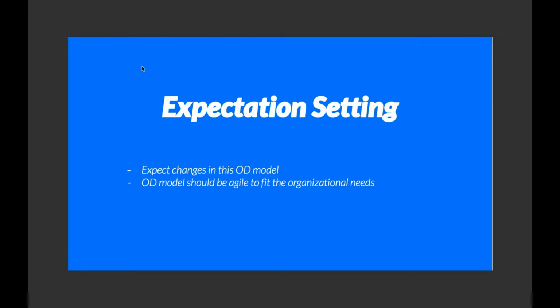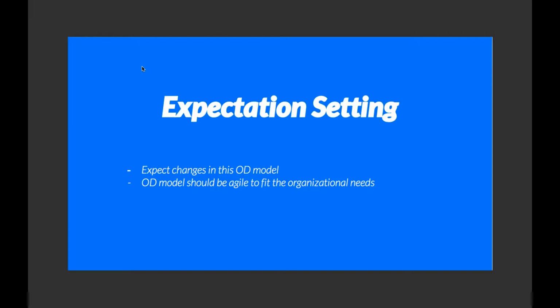A little expectation setting for you: you need to expect that changes will happen in the OD model, because the current OD model that I'm going to present is the one that a few pilot LCs have been running for the past 2 to 3 months. After that, we collected a lot of input and feedback from the pilot LCs about the current OD model. We are going to revise it based on the input, to improve it and make it better and more user-friendly for our local entities.